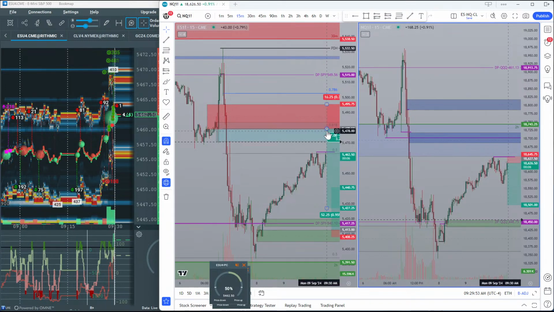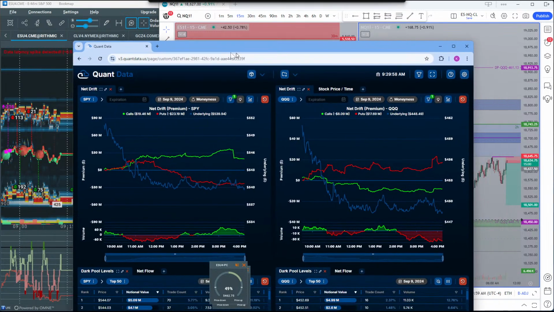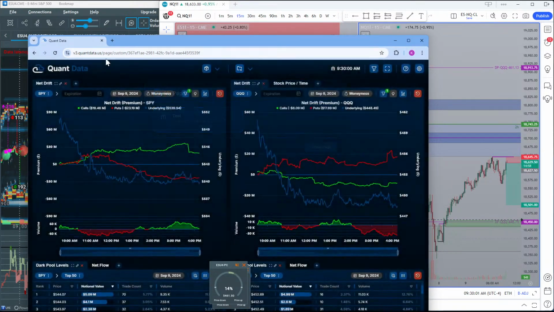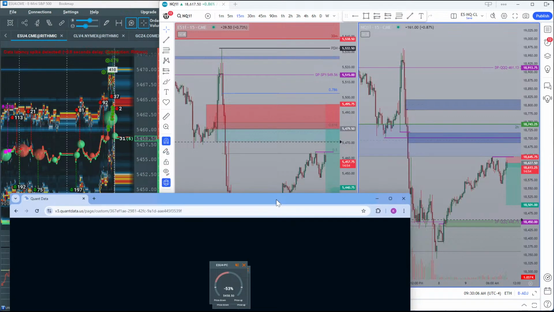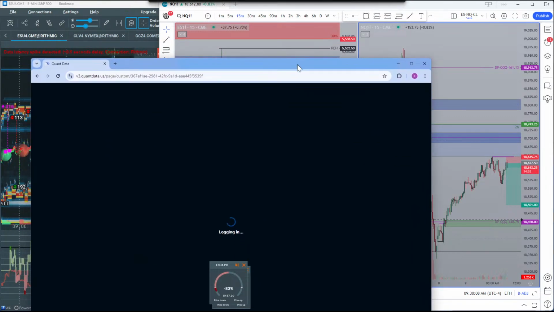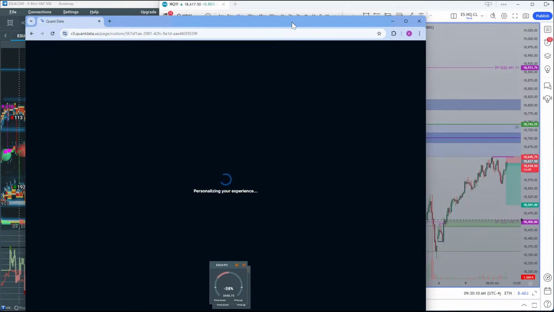15-minute closes in 5 seconds. Stock market opens in 4, 3, 2. And we're going to take a look at our quant data. I believe we're going to have to refresh the page to get it to load. There's that, I don't want to say divergence playing out because we don't know yet.